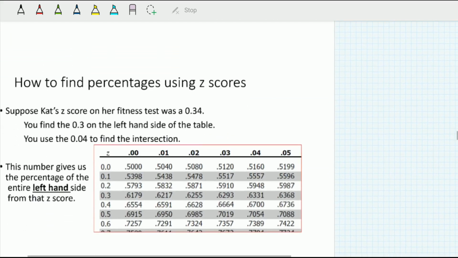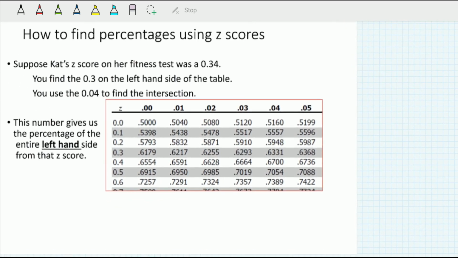So let me zoom in for those of you that need to see it. Yeah, let me zoom in. Okay, so this is how to break it up. 0.3 is found right here on the left-hand side. So if you have it printed out in front of you, you can go ahead and draw a line through it or circle it or whatever. And then you're going to find 0.04 up on the top, which we can find right here. And then you're basically just looking for an intersection. I hope you can see where they intersect right there at 0.6331. And now the really nice part about it is that you need to understand what this percentage is, or sorry, what this decimal represents.